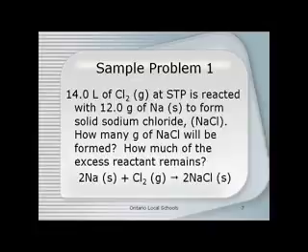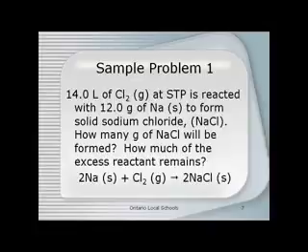So we have 14 liters of chlorine gas at STP reacted with 12 grams of solid sodium metal to form solid sodium chloride, NaCl. How many grams of sodium chloride would be formed? We're going to find our theoretical yield, and we want to know how much of our excess reactant remains. It's really critical here that whenever you're given a quantity for more than one reactant, this is a limiting reactant problem, and you need to pursue it as such. So that's what we're going to do first.